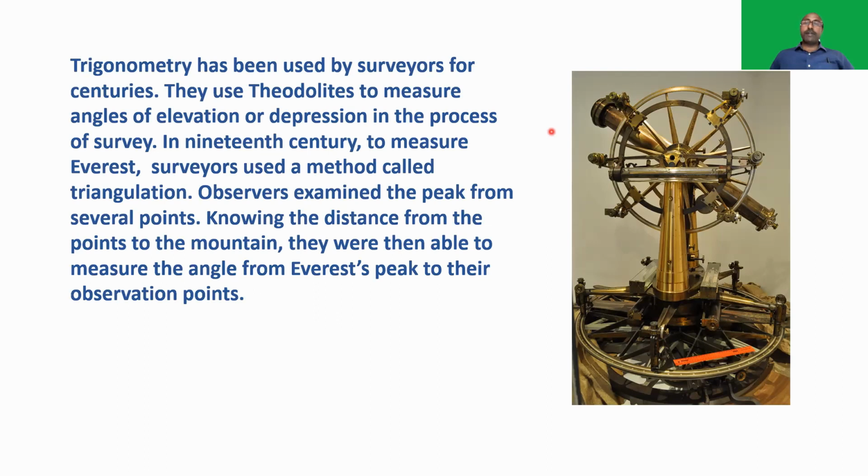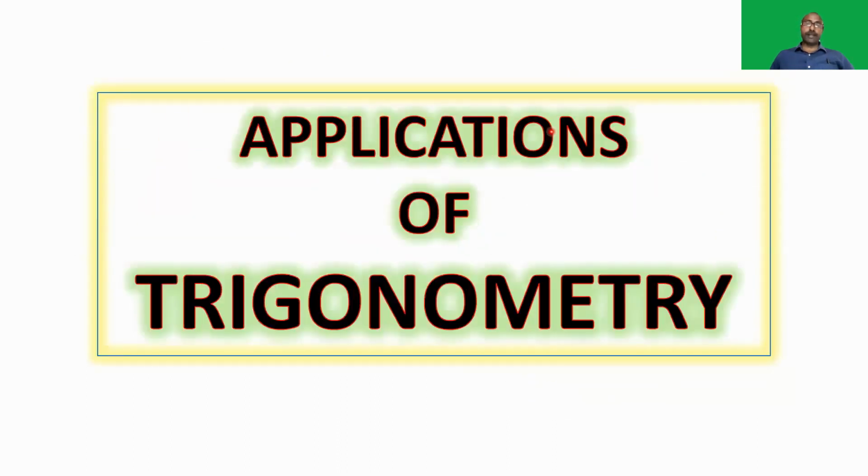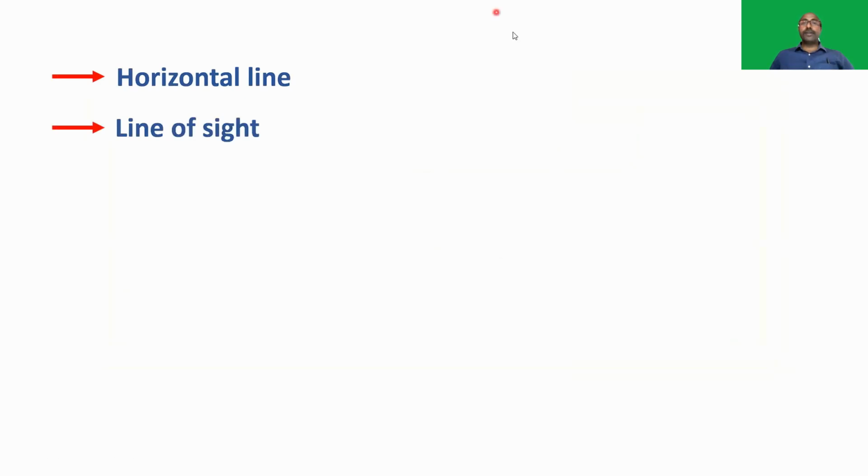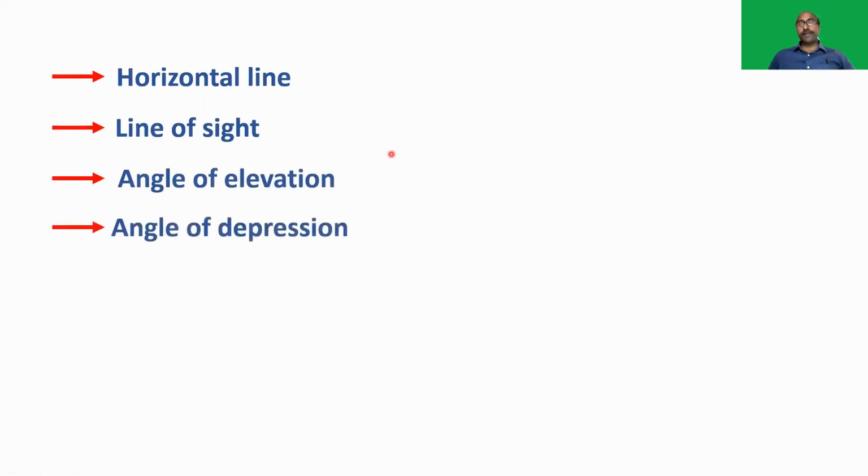Anyway, we use trigonometry in various fields, and we apply trigonometric formulas and trigonometric ratios in different fields. So in this chapter, we learn the applications of trigonometry. So before going to this chapter, we have to be familiar with some important terms. The first one is horizontal line, line of sight, angle of elevation, and angle of depression.